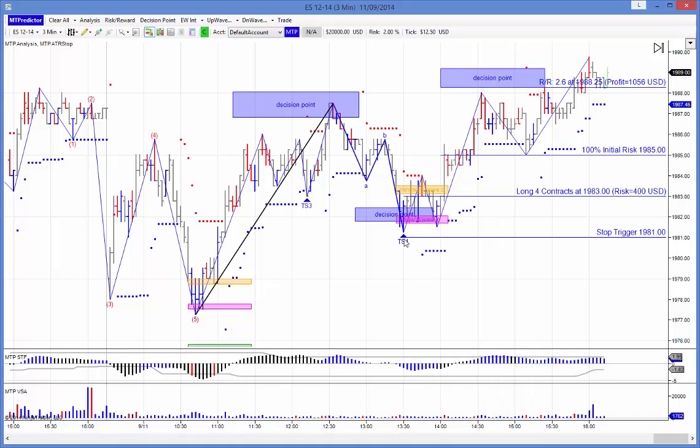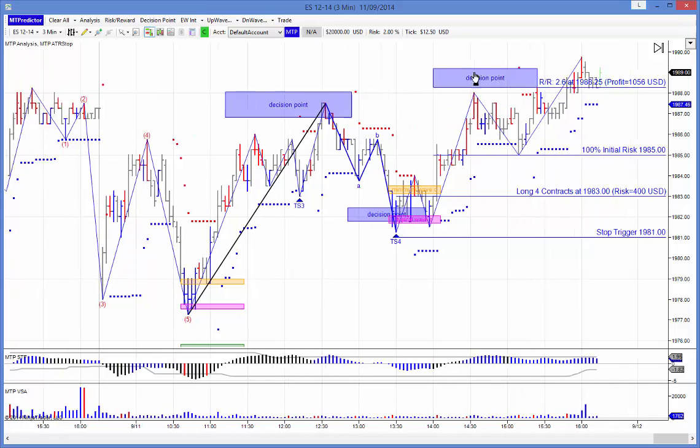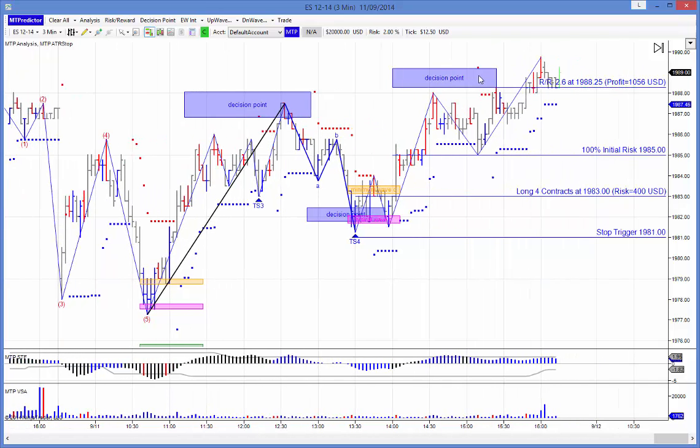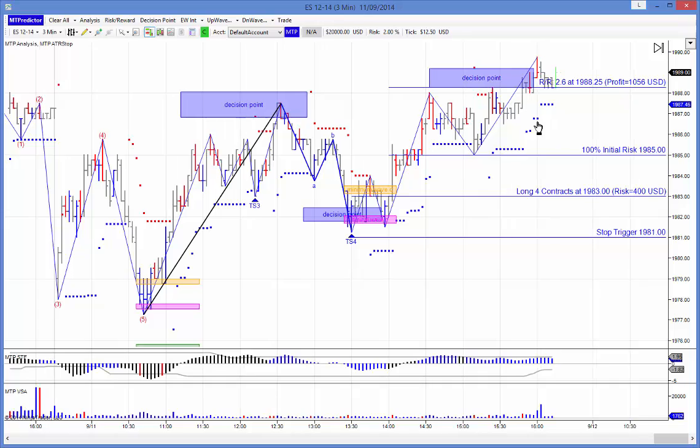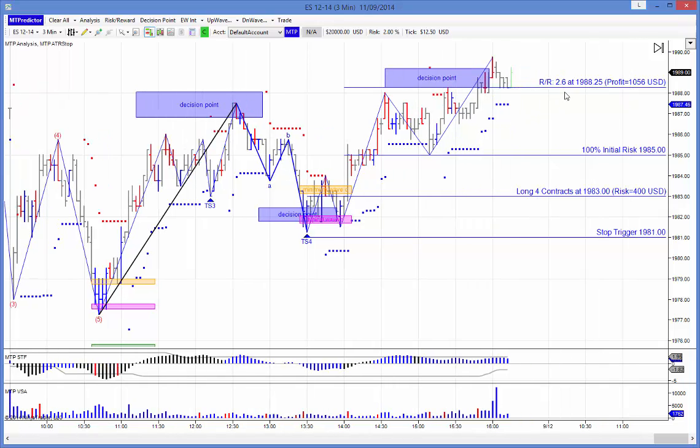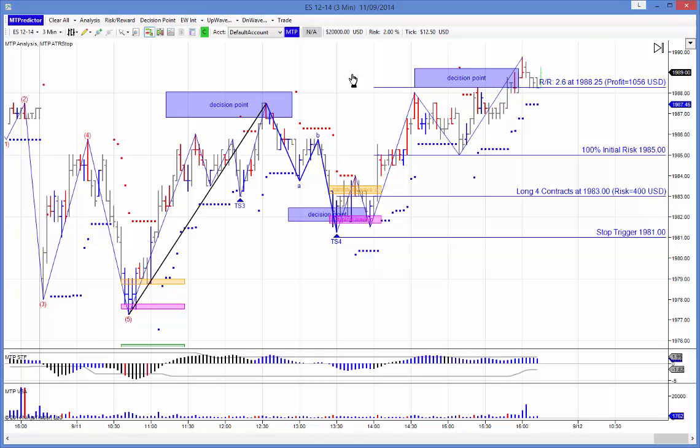For me, the best trade setup was this TS4 buy setup because it was also a VSA setup on the low there, going up into the high at that particular point in time. So I just dragged that across for a nice profit of 2.6 times greater than initial risk. So overall, quite a nice day for the MTPredictor software programs on the ES yesterday.